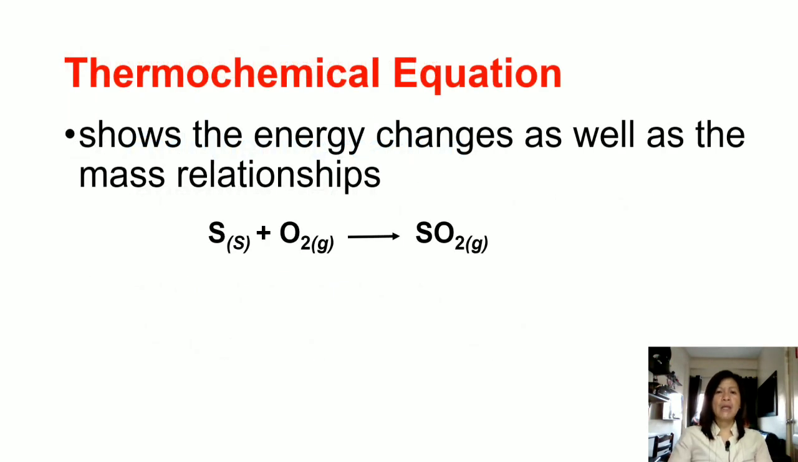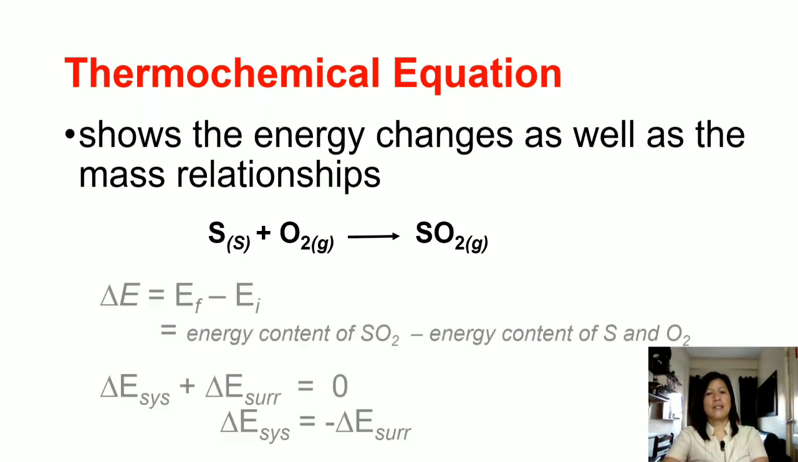A thermochemical equation shows us the energy changes as well as the mass relationship. So it looks like a typical chemical reaction. You see the chemical symbols and formulas of the substances involved in the reaction. On the left side, you have the reactants, and on the right side, you see the products.